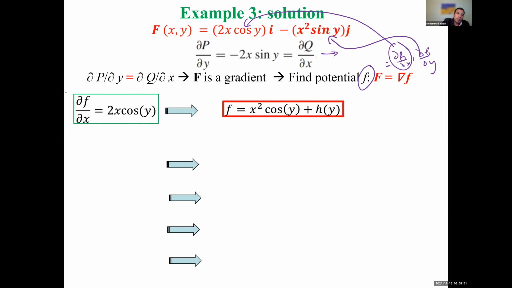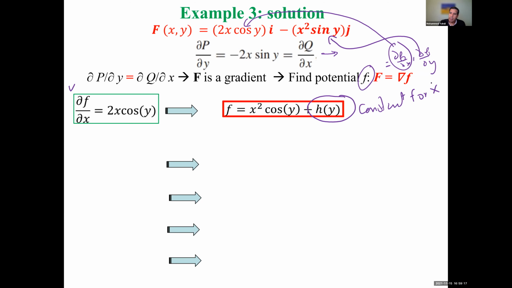Start with the first equation. Taking the integral of both sides. y is a constant, so we only have the integral of x, which is x squared, plus this is a constant for x. So we only have one variable left, y, so we don't need h1 and h2.